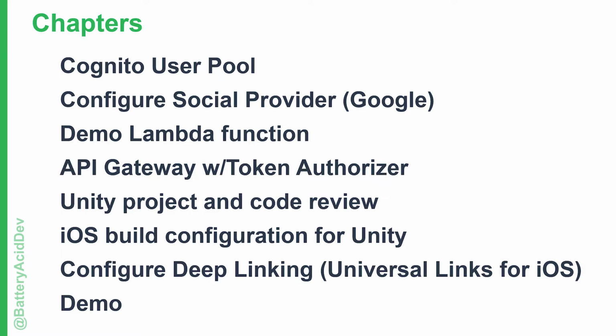Here's a list of what I'll be covering. I'll review how to create your user pool and configure the social provider, in this case Google. We're going to create a demo Lambda function, and then an API Gateway with a token authorizer. I'll review the important aspects of our Unity project and how to set up a build for iOS. And then we're going to configure deep linking, or in this case universal links because it's Apple, and then we'll show you an authentication demo at the end.